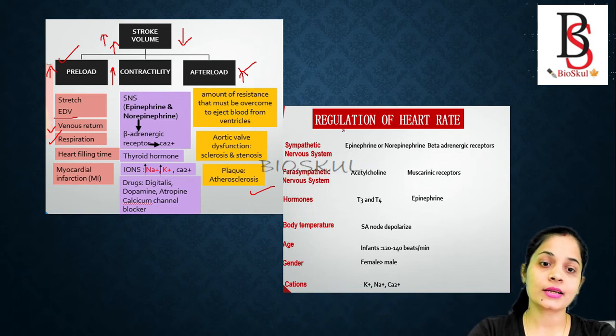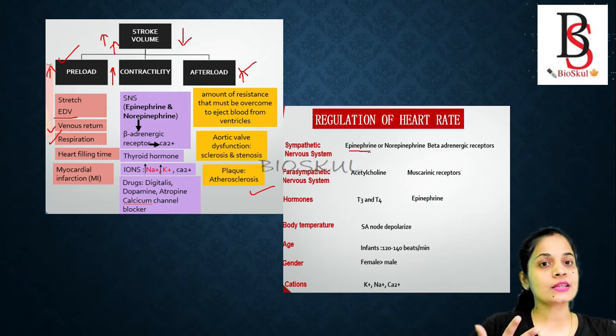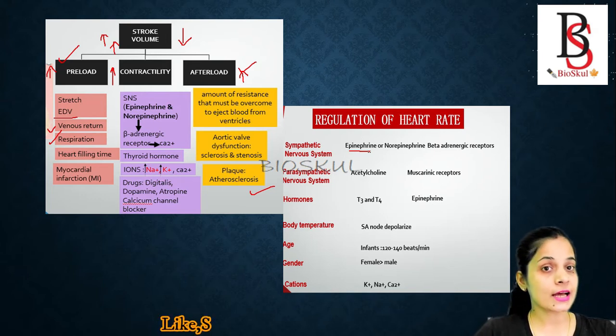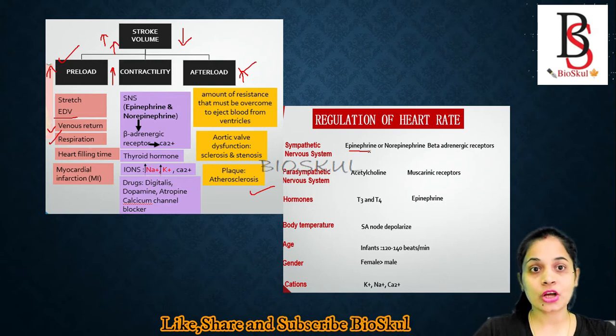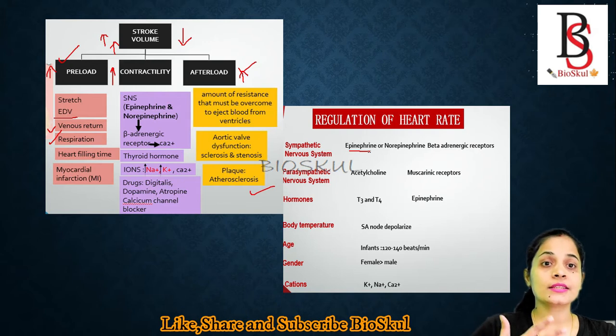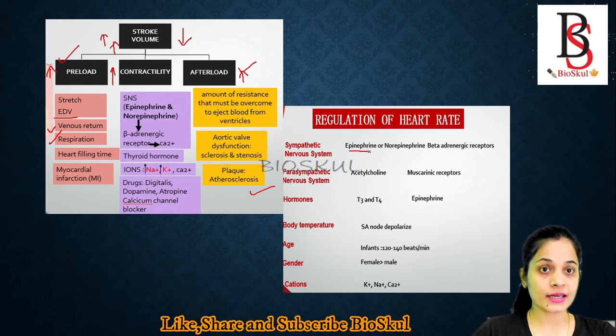Heart rate is regulated by the nervous system, of course the sympathetic nervous system. The sympathetic nervous system releases the hormone epinephrine. Epinephrine increases the heart rate, whereas the parasympathetic nervous system releases the hormone acetylcholine, and acetylcholine's receptor is the M2 receptor, or muscarinic receptor, that decreases the heart rate by depolarizing the membrane.